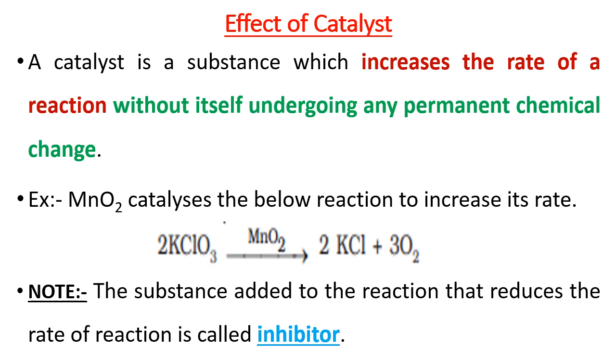But one thing you should remember, that the substance added to the reaction which reduces the rate of a reaction is called inhibitor, but the catalyst increases the rate of a reaction.